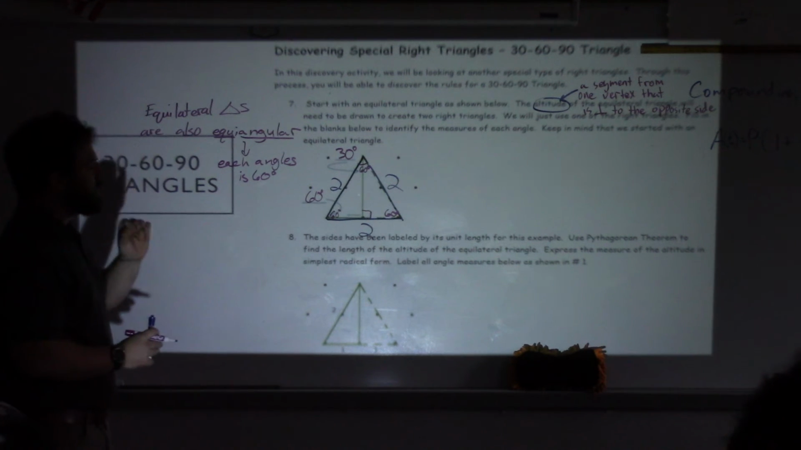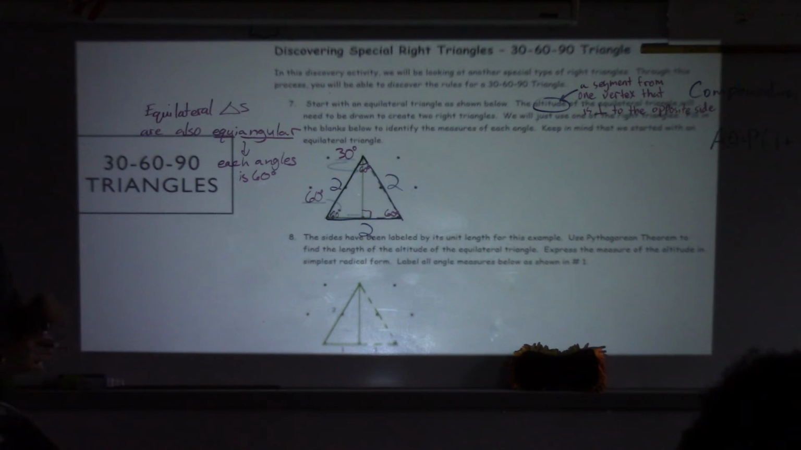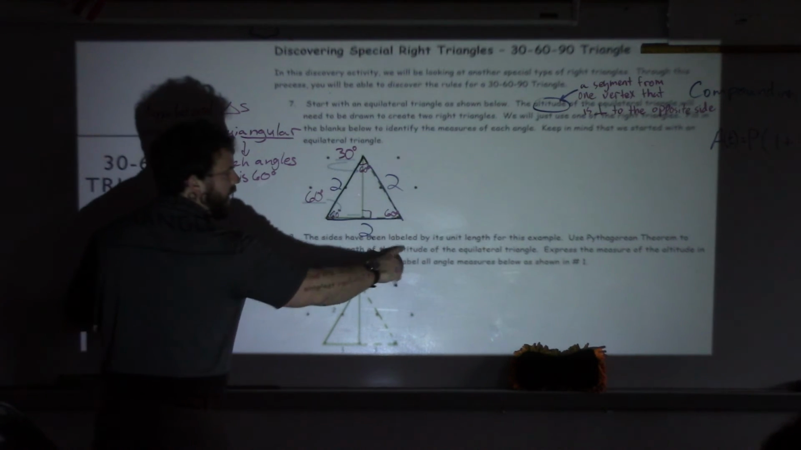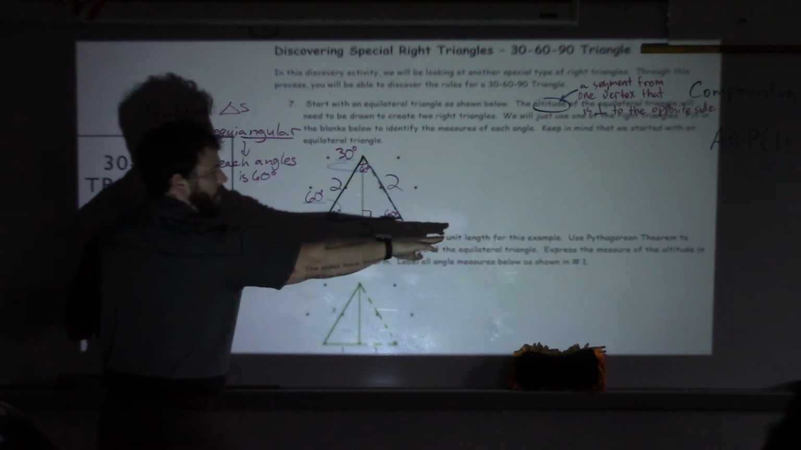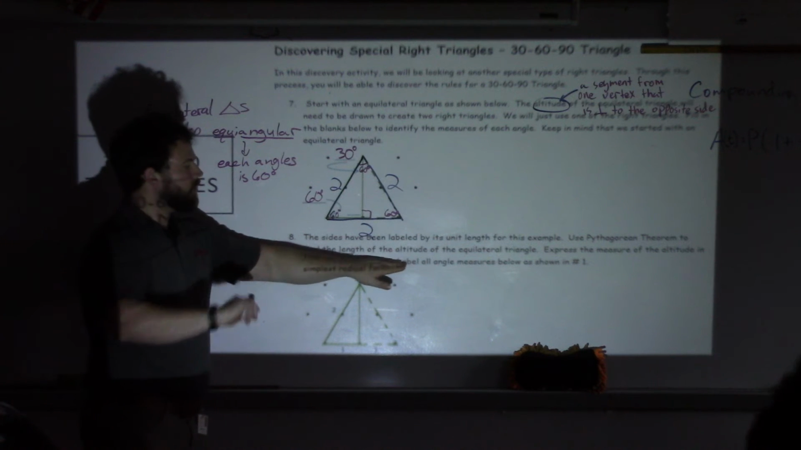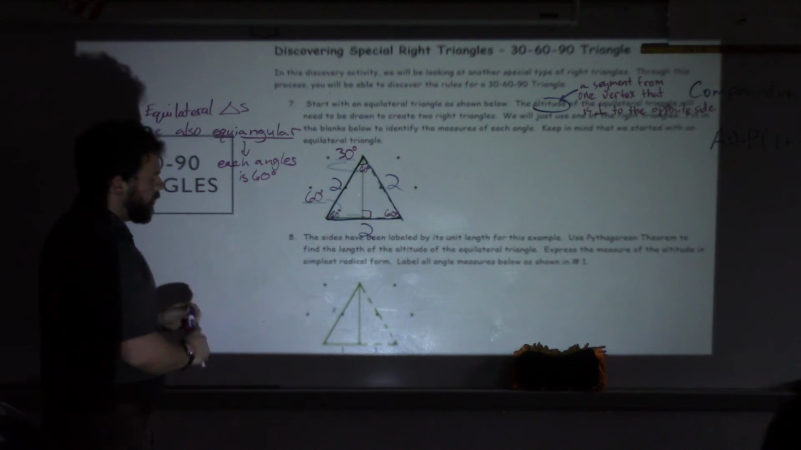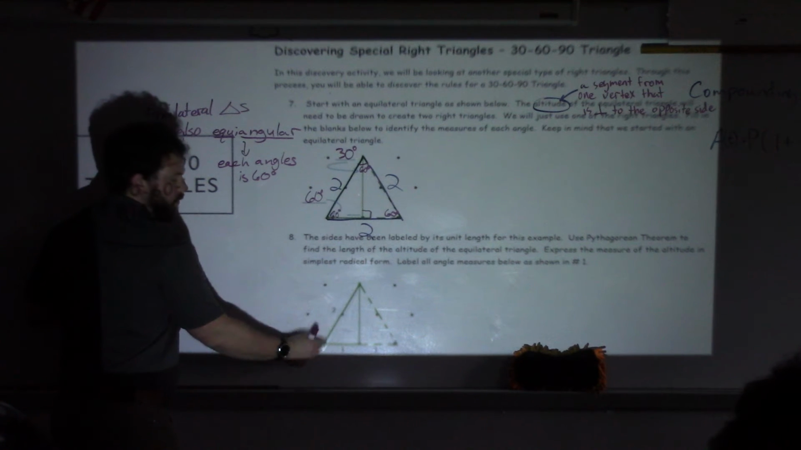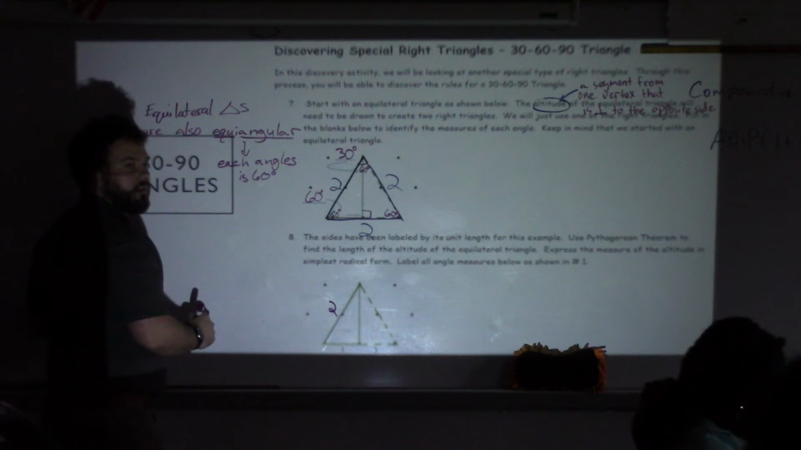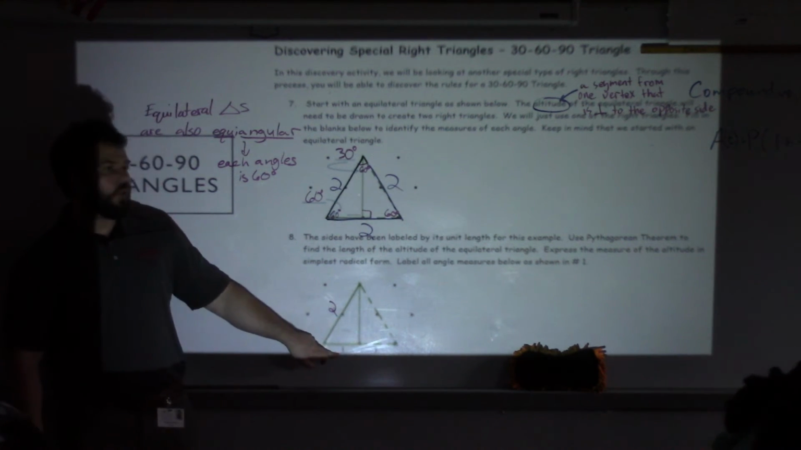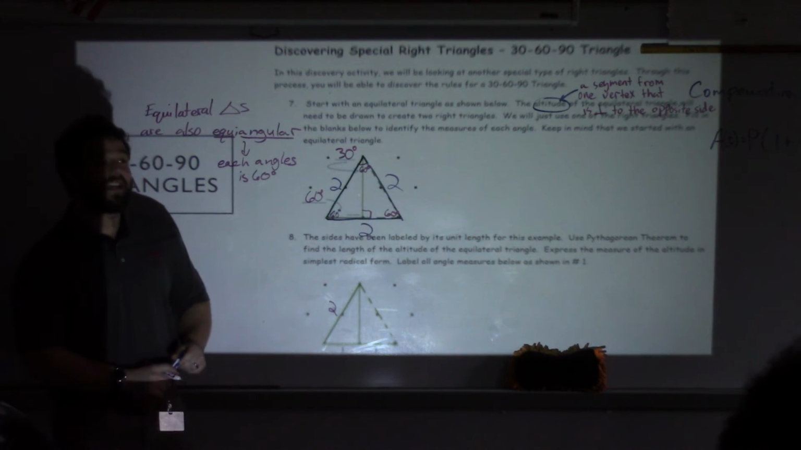Now, we can do this to find the extended ratio, or use the Pythagorean theorem to find the extended ratio. So I want you to notice the sides have been labeled by their unit length for this example. Use the Pythagorean theorem to find the length of the altitude of the equilateral triangle. Notice, how long is this length here? 2. That's already on your sheet, right? Notice this side down here was 2. Now it's 1. Why? Because it's split in half.